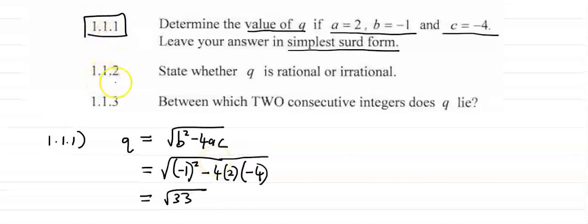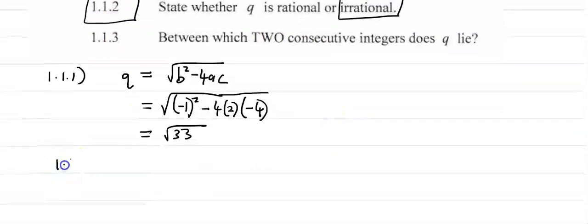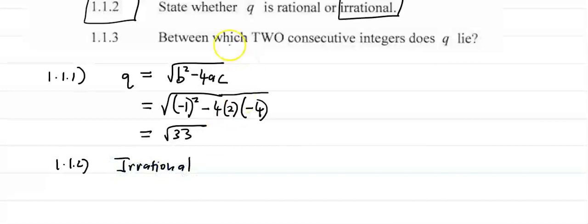Let's look at 1.1.2. State whether Q is rational or irrational. As per our definition, remember I told you that any number that has a non-recurring or non-terminating decimal, or any number that's in the third form, will be irrational. So therefore, for 1.1.2, the answer will be irrational. Between which two consecutive integers does Q lie?